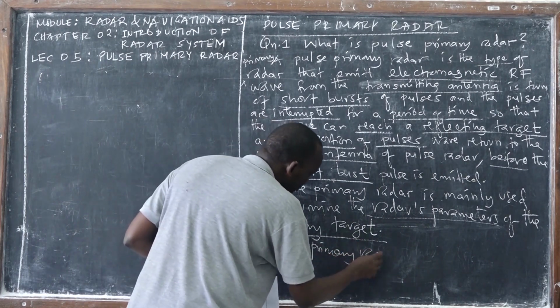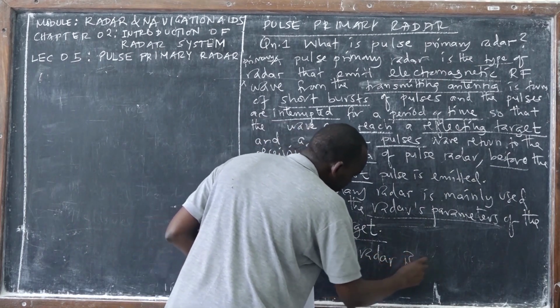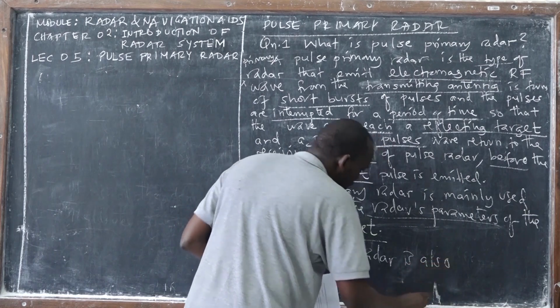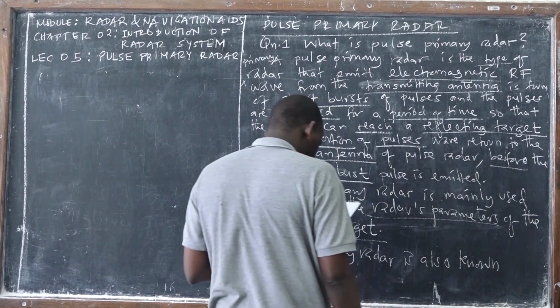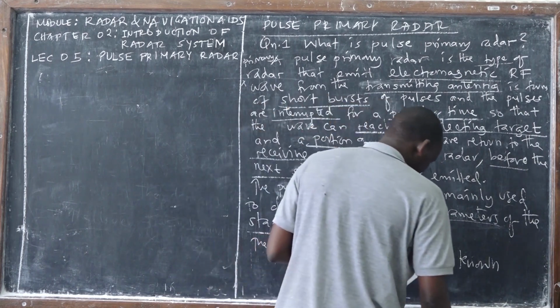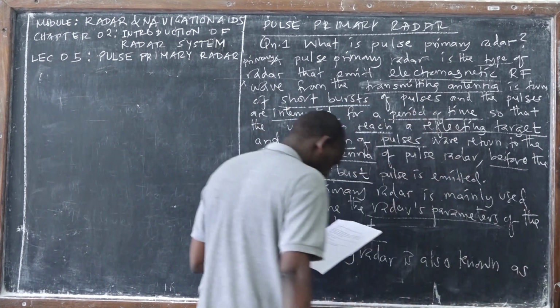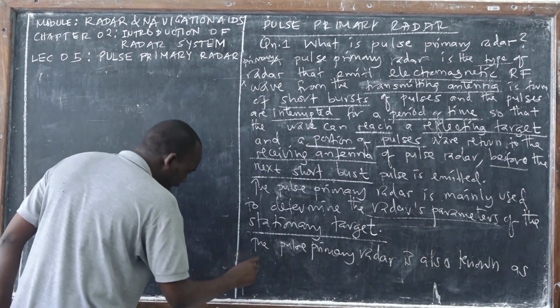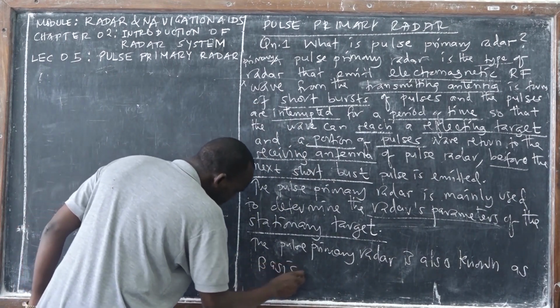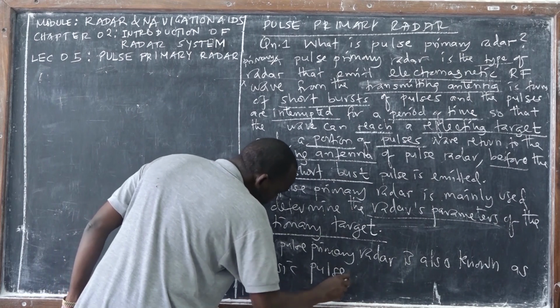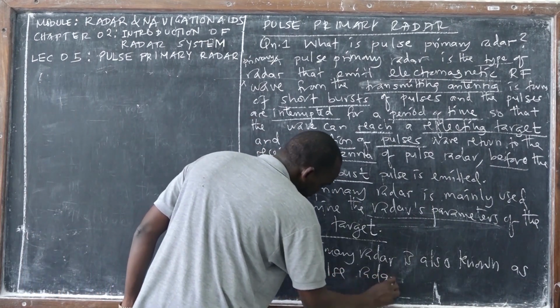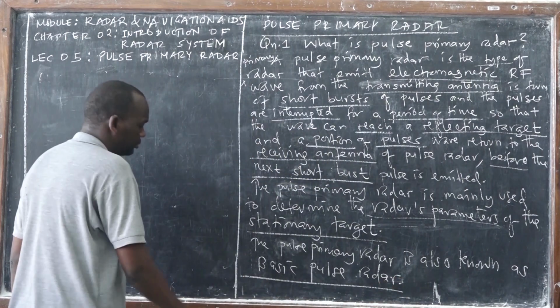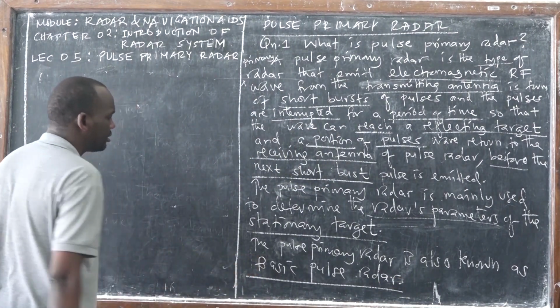The pulse primary radar is also known in some references as basic pulse radar.